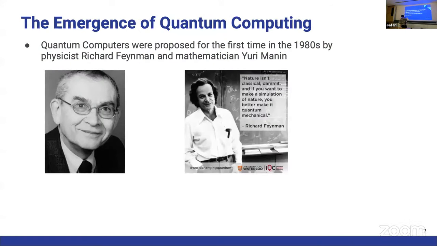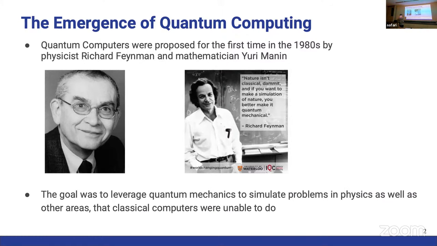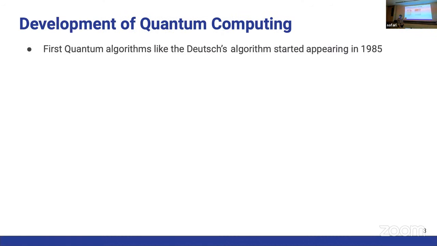Okay. All right. Quantum computers for the first time were proposed in the 1980s by the physicist Richard Feynman and Soviet mathematician Yuri Manin. The goal was to use quantum mechanics to simulate problems, particularly in the natural sciences, like physics and biology, and classical computers were unable to simulate many of those problems.